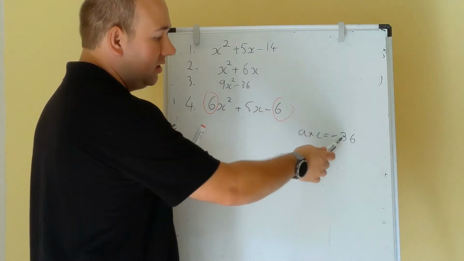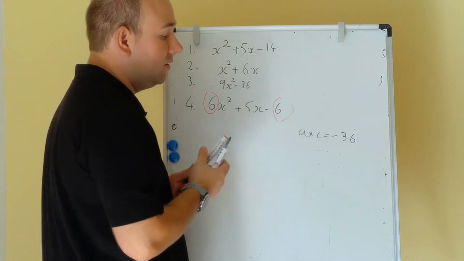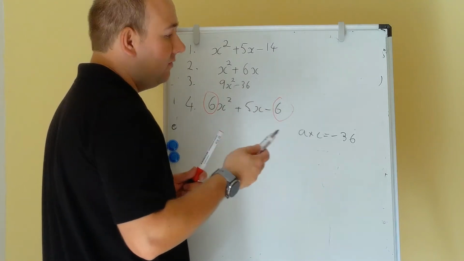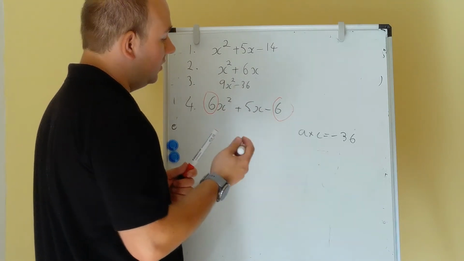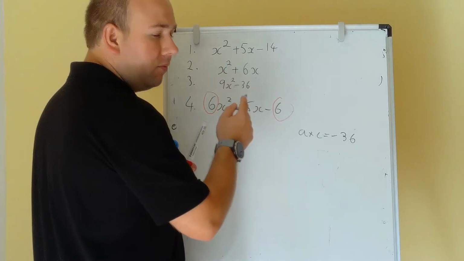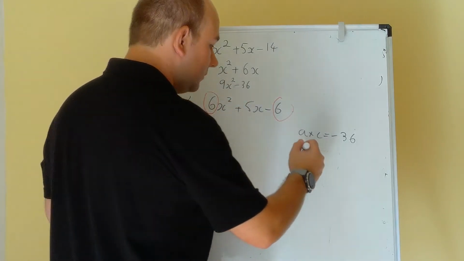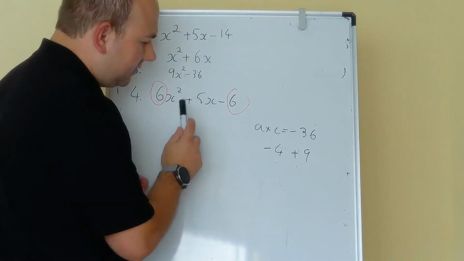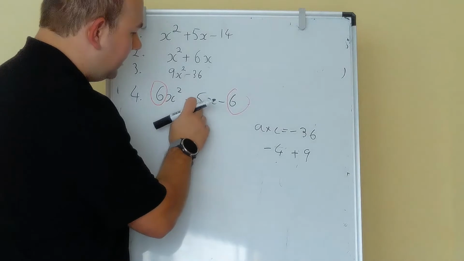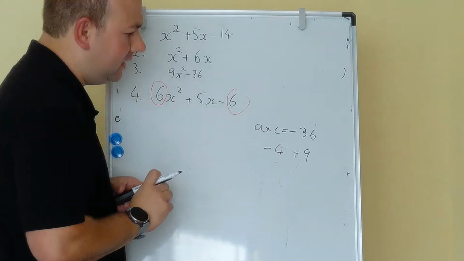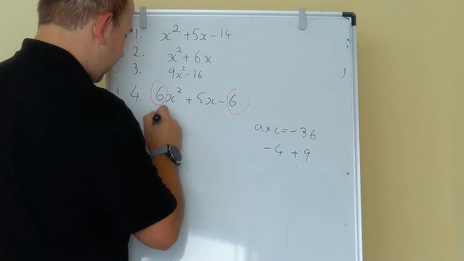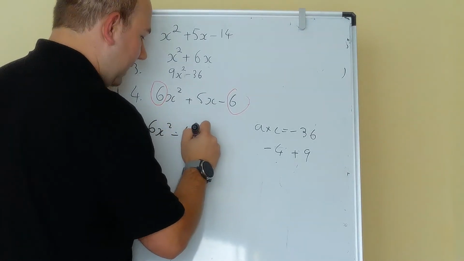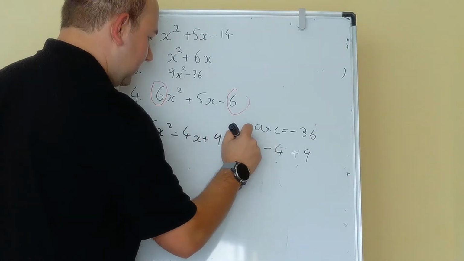So that's no good because when we take those away from each other, we're not going to get 5, we're going to get 0. We could look at 3 and 12. Again, taking 3 away from 12 isn't going to help because we're going to end up with 9. We could end up with 9 and 4. So we have minus 4 plus 9, and that would give you this 5x. So the next stage then is to rewrite this, but with this 5x term replaced with the minus 4 plus 9. So we have 6x squared minus 4x plus 9x minus 6.